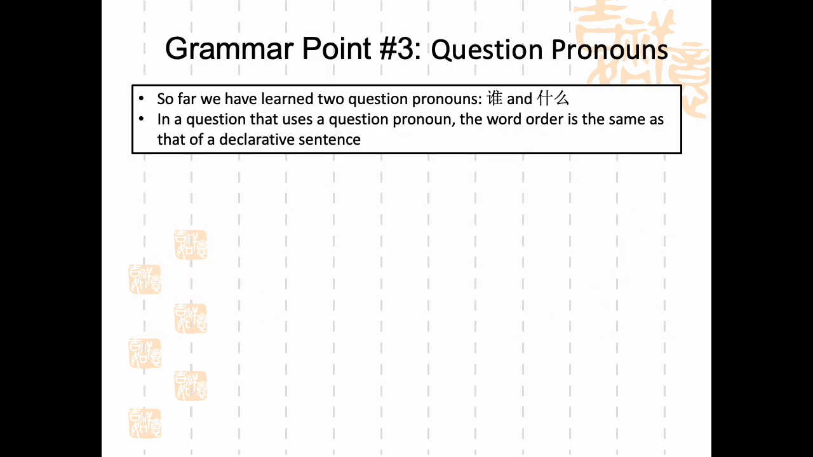So as I mentioned earlier, we've learned two question pronouns so far, and they are 谁, meaning who, and 什么, meaning what. So in a question that uses a question pronoun, the word order is exactly the same as that of a declarative sentence. 好, let's look at an example.